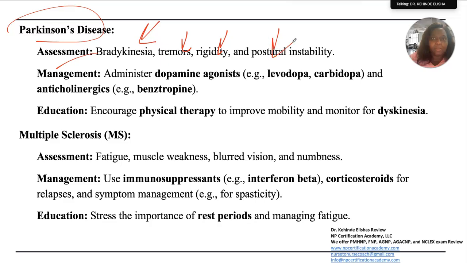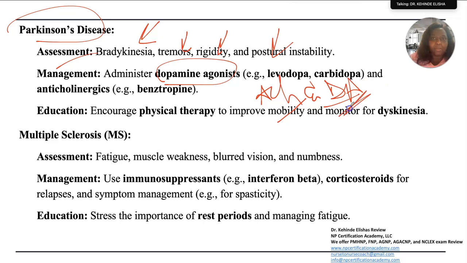Postural instability. How do you manage somebody with Parkinson's disease? Of course, dopamine agonist. Don't forget, there are two neurotransmitters involved in Parkinson's, and that would be acetylcholine and dopamine. Acetylcholine and dopamine. You're like, okay, acetylcholine, but how though? Well, acetylcholine and dopamine have an inverse relationship. Acetylcholine goes up, dopamine comes down. Dopamine goes up, acetylcholine comes down.